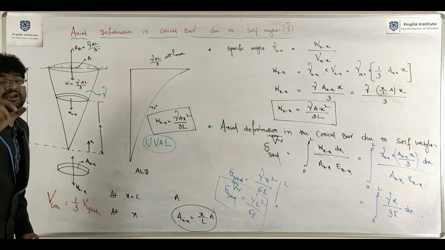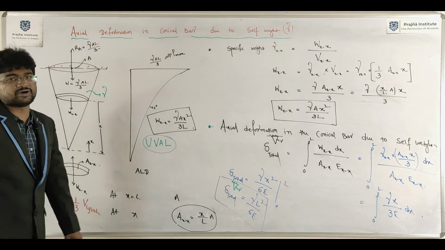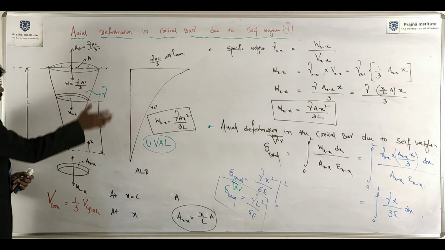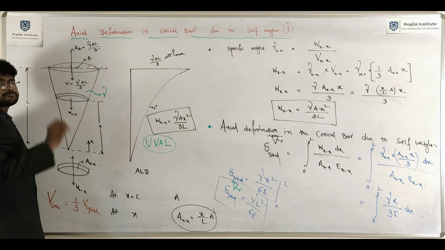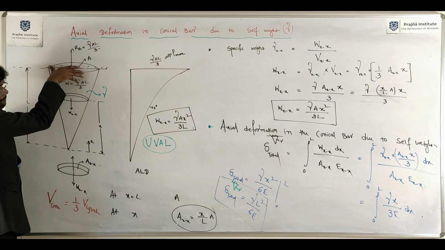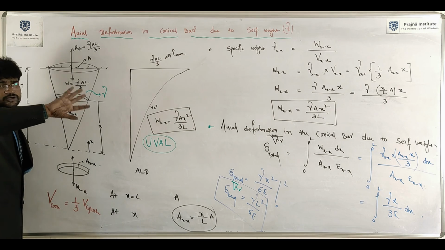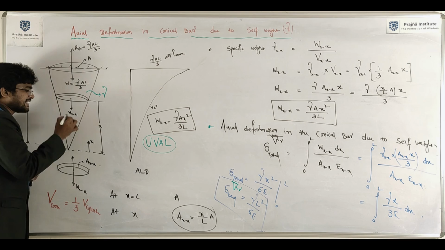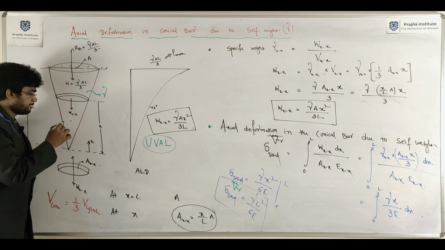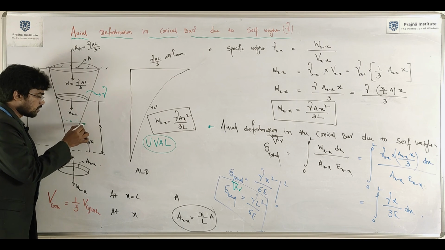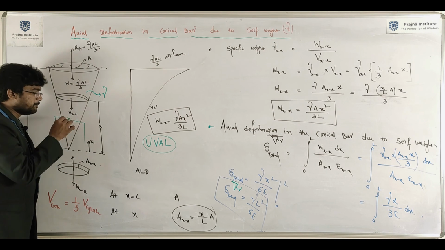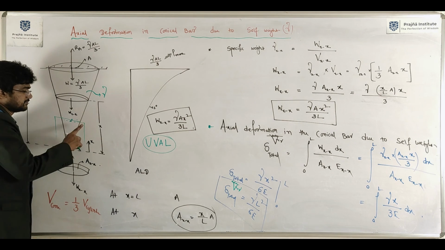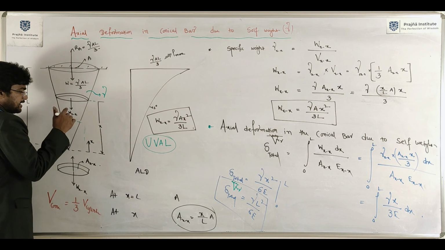Total weight, that particular weight, acting as an axial load on the element. That is the logic. The total weight is acting at this point, whatever the weight present below this point. To calculate weight acting at this point, what to do, tell me? Take an element, so whatever the weight present below this cross section, that much weight will be acting at this point. That is the logic here.